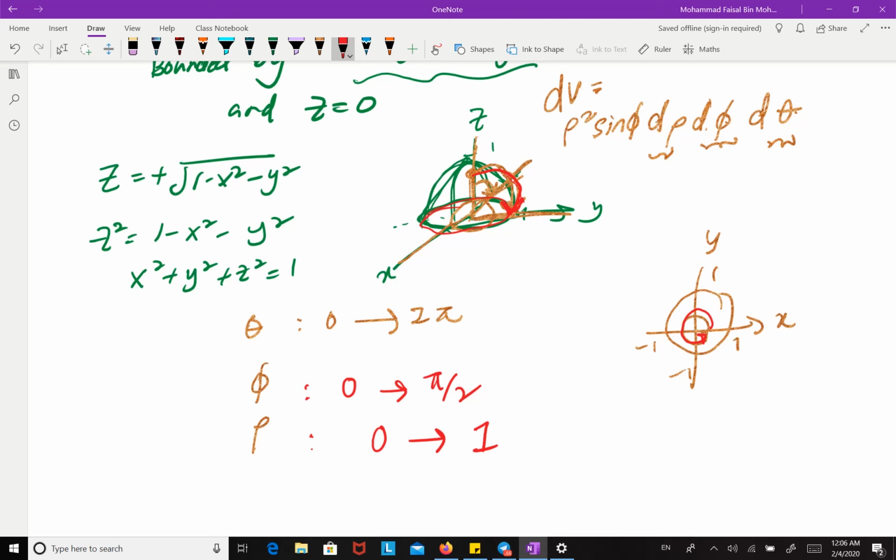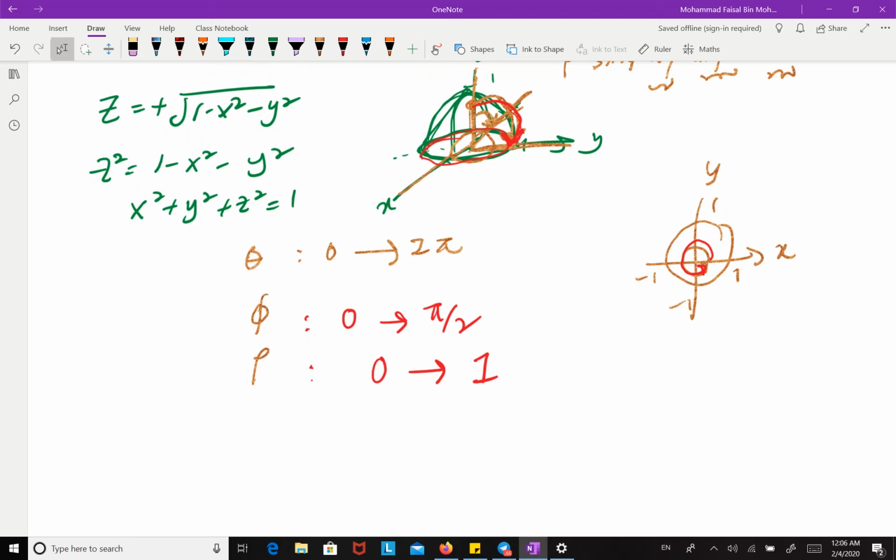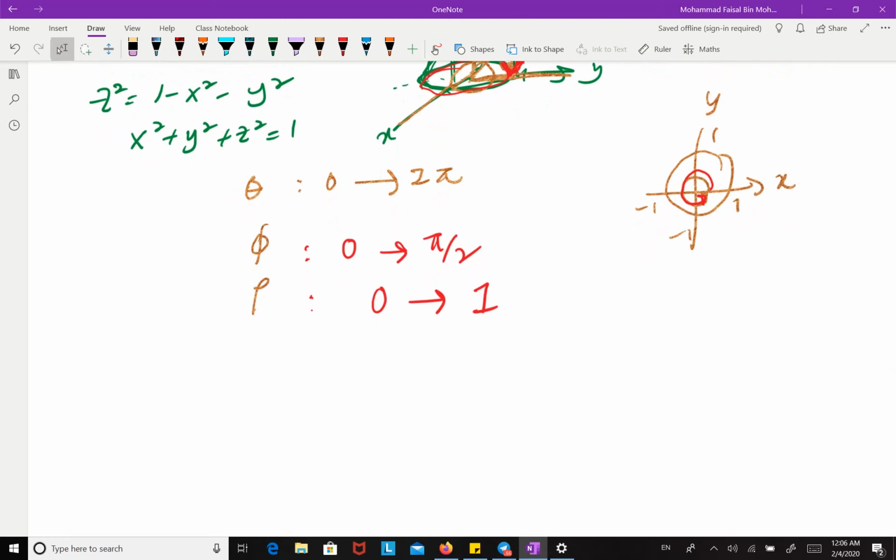This refers to the hemisphere also, so z equals negative square root of 1 minus x squared minus y squared. No need to integrate, because they did not ask.